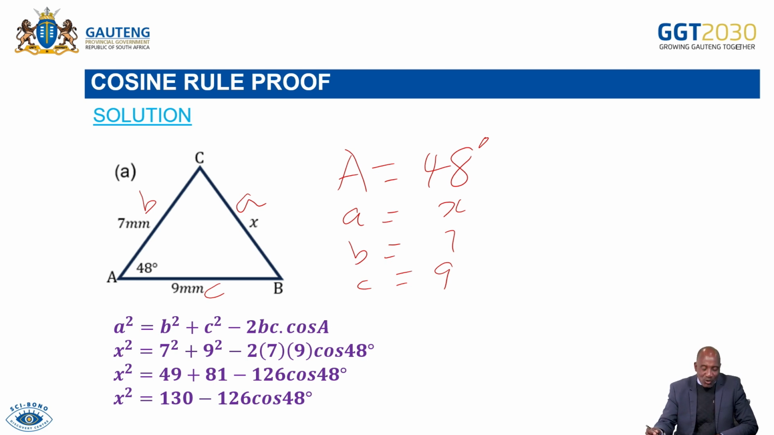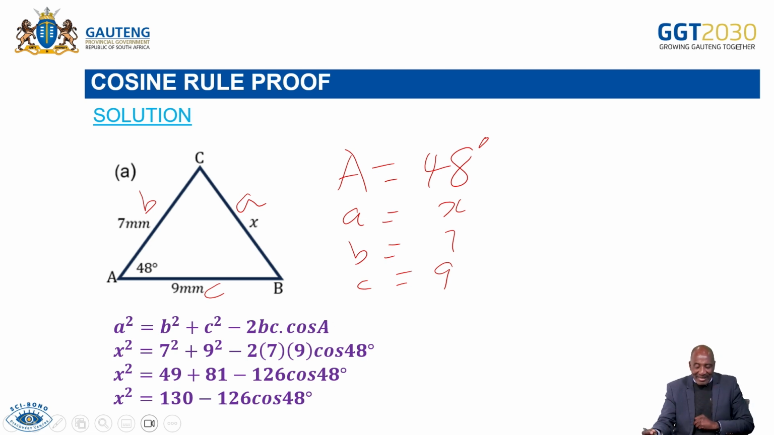We replace: x squared equals 7 squared plus 9 squared minus twice the product of 7 and 9 cos of 48 degrees. Then we get to the stage where we have 49 plus 81 giving us 130 minus 126 cos 48. Must be very careful here. Don't subtract these two, because the other one is a product of cos 48. That is not an ordinary 126. It's 126 multiplied by cos of 48. So you can't subtract 126 from 130 and get a 4 there.